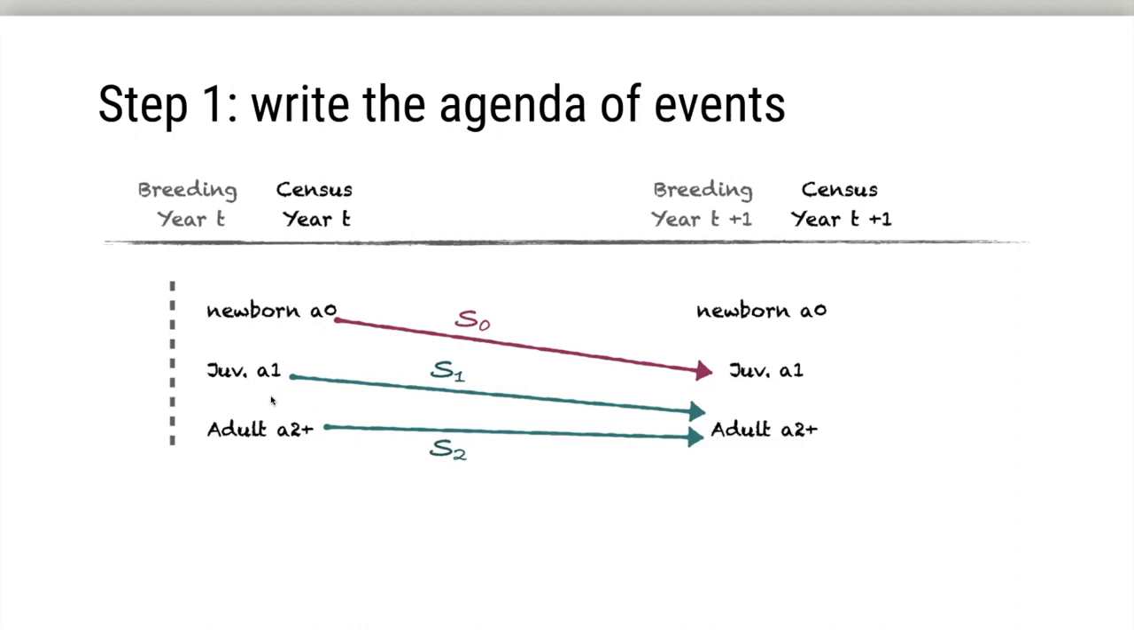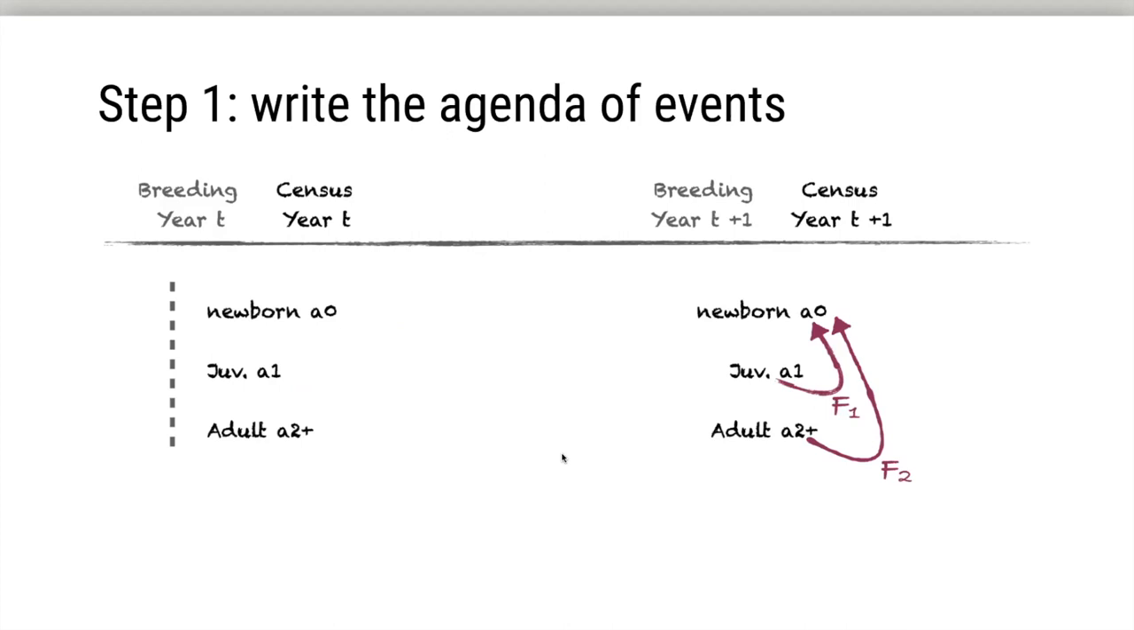From one year to the next, the chicks can survive with probability S0 and become juveniles, the juveniles with probability S1 and become adults, and adults remain in the adult age class with probability S2. Plus, and this is the difference with the pre-breeding census, now we are in a post-breeding census, so reproduction happened just before the census. So the newborns will have grown into juveniles, as we just said, before the next census, so they can actually reproduce just before the census. So juveniles A1 with probability F1 will produce new chicks, and adults with probability F2 will produce new chicks also.